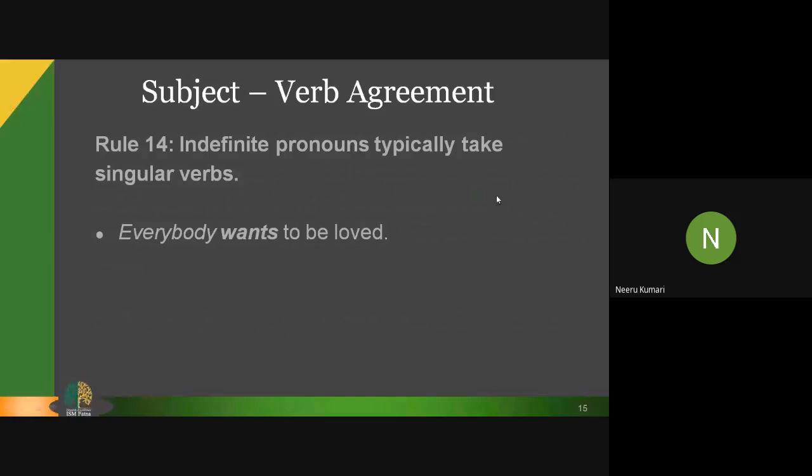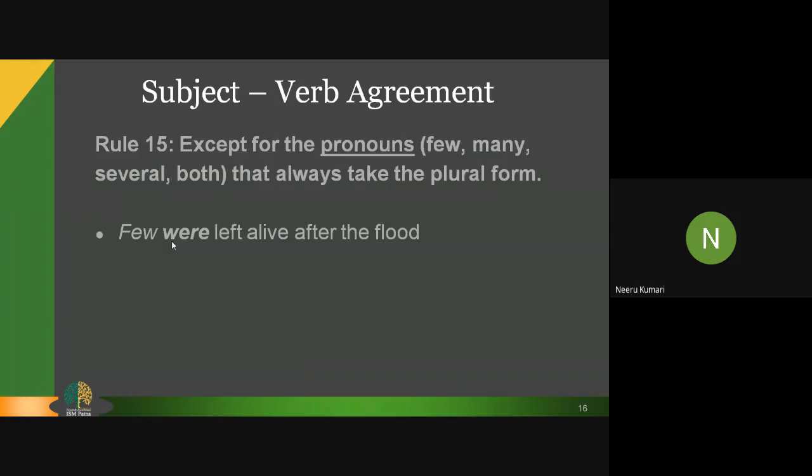Indefinite pronouns typically always take the singular verb. Say, for example, everybody, nobody, somebody. Even I believe yesterday we did that, each, every, some, none. So whenever there is an indefinite pronoun, we should always remember the verb form would be in the singular. So for example, here the subject is singular, so therefore the verb form should match the subject, and then the verb that we are including should exactly go with the subject.